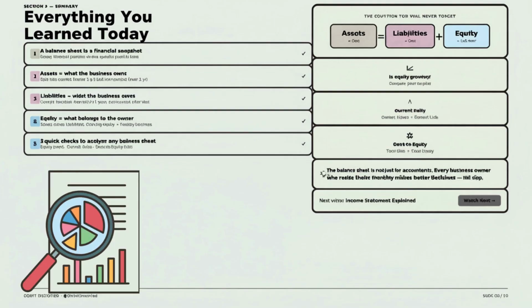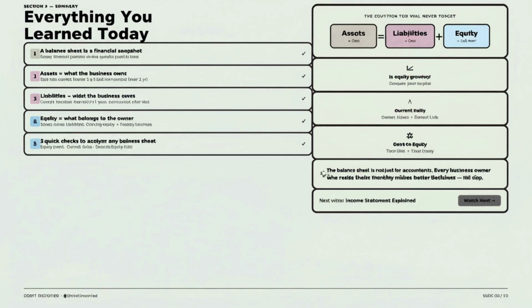And that is how you read a balance sheet. Let's do a quick recap. A balance sheet has 3 sections. Assets, what the business owns. Liabilities, what the business owes. Equity, what belongs to the owner. And the golden rule, assets always equal liabilities plus equity.